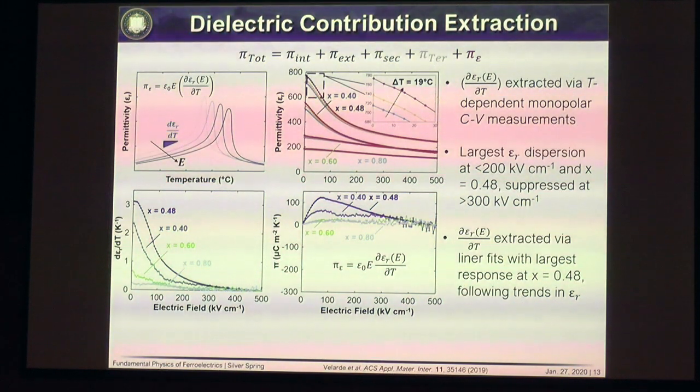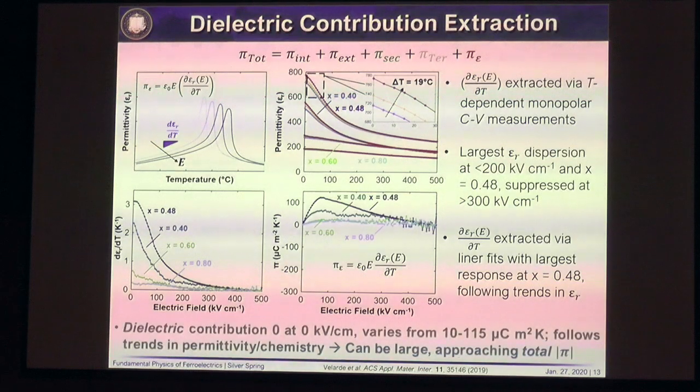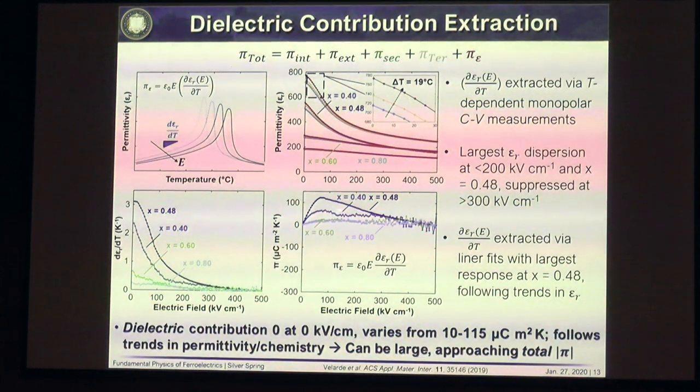What we see is quite interesting. So it's always 0 at the beginning, but it can get quite large in some of these systems. So near the MPB, this can be as large as about 115, 120 microcoulombs per meter squared Kelvin. That's almost the full size of the overall pyroelectric response in these systems in the opposite direction from what you'd like it to be. So we can have big dielectric responses.